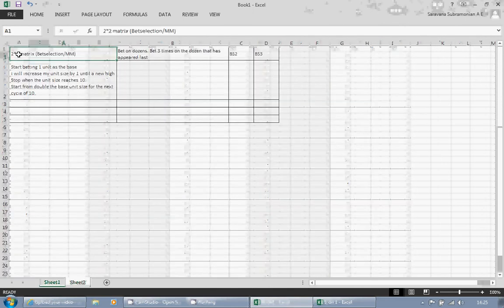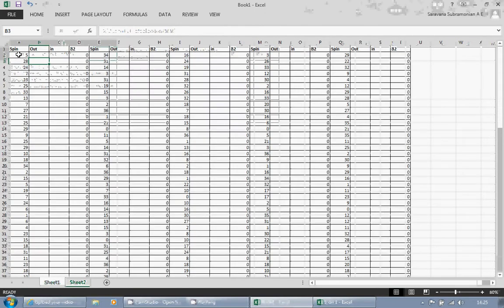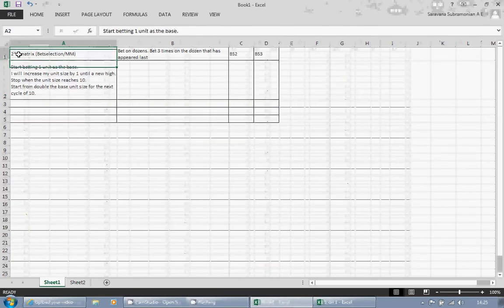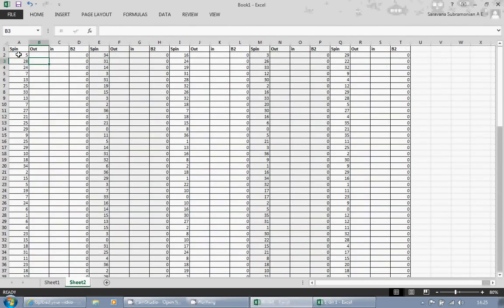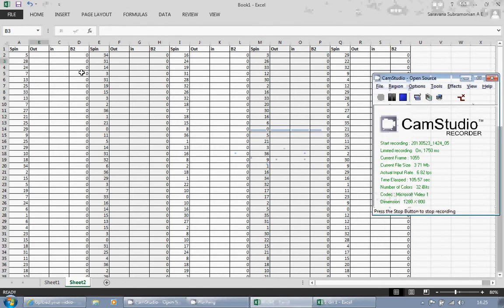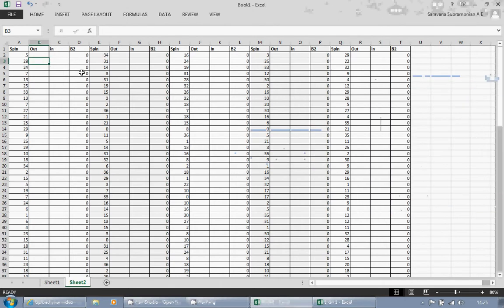So if we go with this particular bit selection pattern, the bit selection is going to be on dozen, so it is going to be here, and the money management is going to be 1 until 10. Let's say I'll explain one session and then probably fill out the other sessions offline and see how it is working. So if you see here, this 5 comes in the first dozen, so next we are going to bet 1 unit on 5.